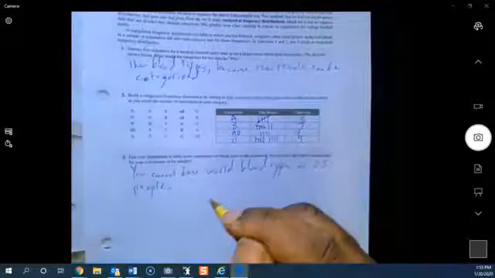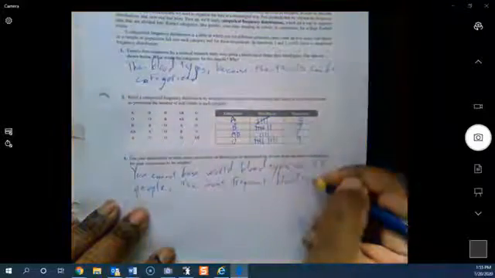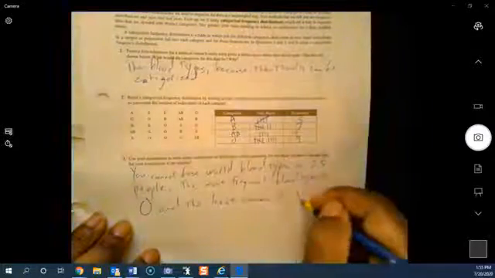Okay. But we can conclude the most frequent blood type is O, and the least common is AB.